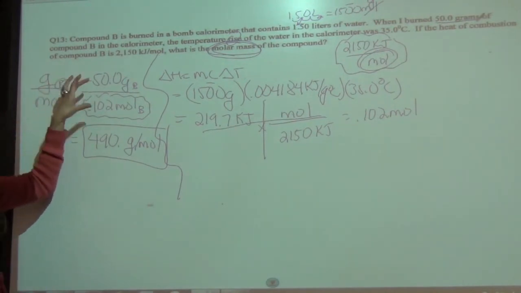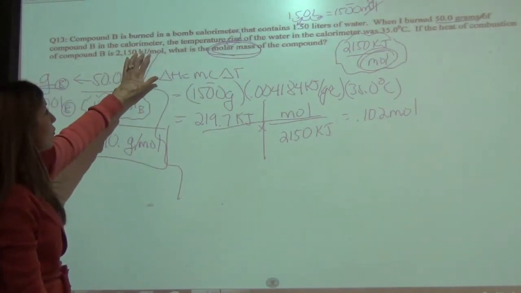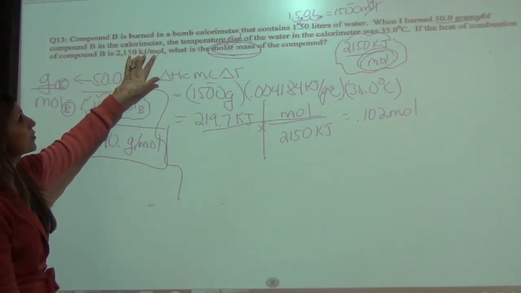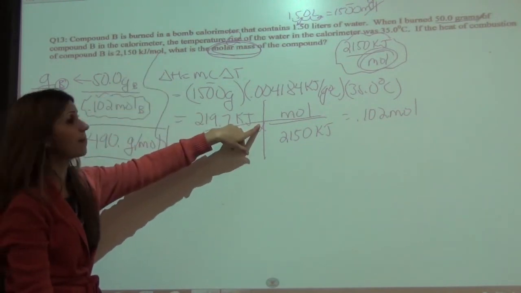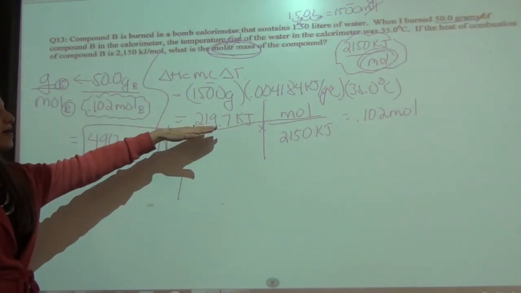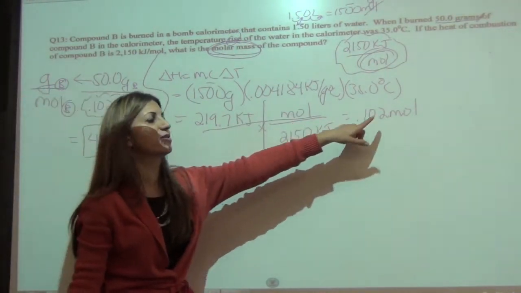So what we had to do was to find the moles. We used our kilojoules per mole right here, and as long as you could get rid of the kilojoules, then you have moles using a bridge problem. Okay? So once we figured out the kilojoules by doing an MCAT problem, then we could use the kilojoules per mole to solve for moles.